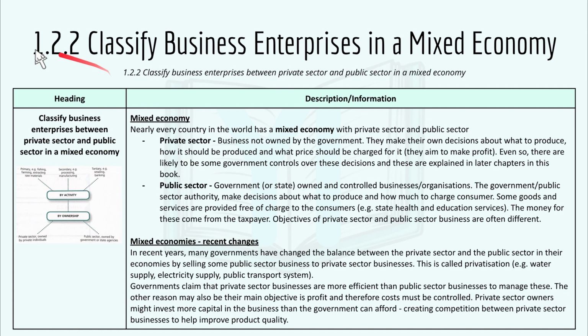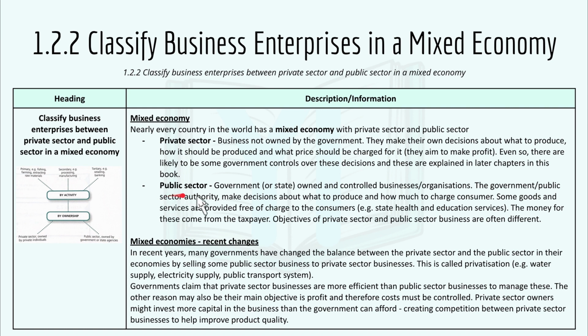Then we have 1.2.2, classifying business enterprise in the mixed economy. And here's classifying business enterprises between private sector and public sector. In the mixed economy, nearly every country in the world has a mixed economy with private and public sector. And basically the private sector is businesses not owned by government, and they make their own decisions about what to produce, how it should be produced, and what price should be charged for it as they aim to make a profit. Even so, there are likely to be some government controls over these decisions, and these are explained in later chapters in this book or video or playlist.